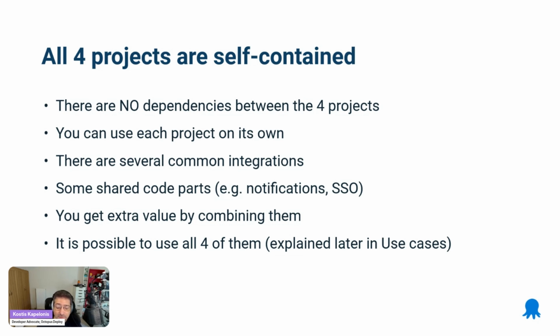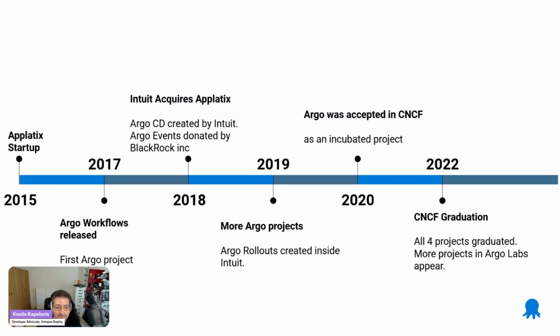Maybe you want all 4 of them. Maybe you want just 1 of them. Maybe you want 2 of them. It doesn't really matter. They are completely isolated.